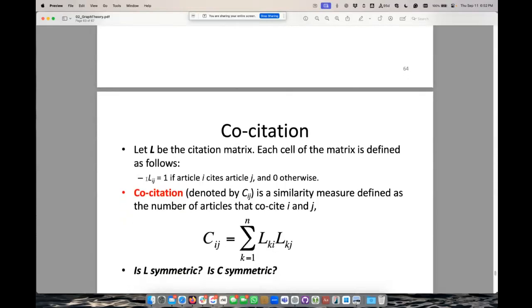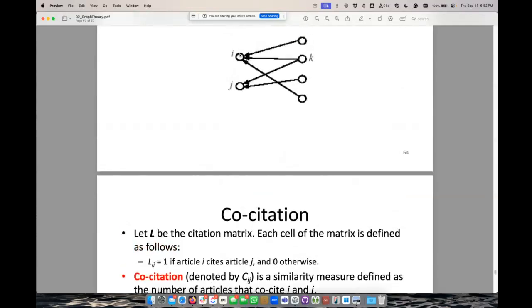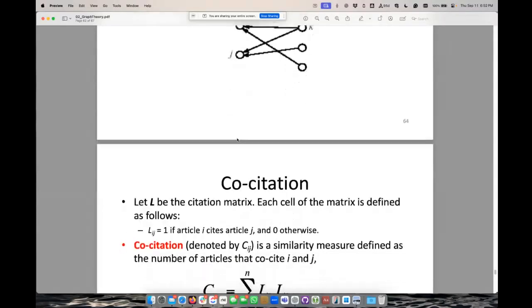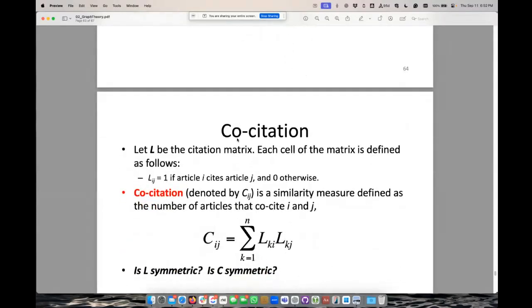Okay. So Lij will be asymmetric because this is a directed network. Now co-citation, we can denote that by Cij, meaning how similar two articles I and J are, depending on how many papers have co-cited them, right? So we calculate that by doing this matrix multiplication, where we know that Lij is your adjacency matrix.